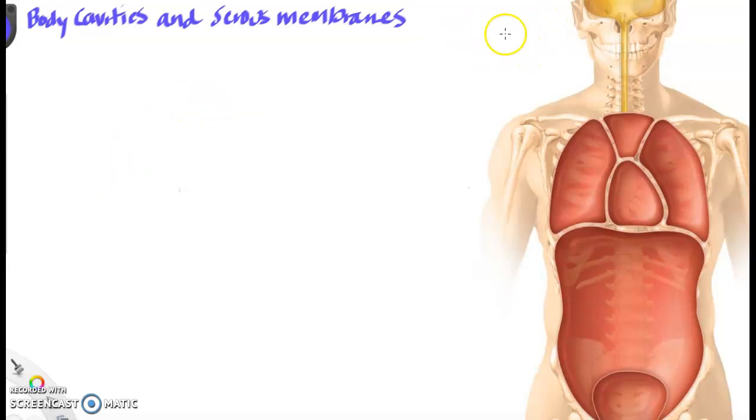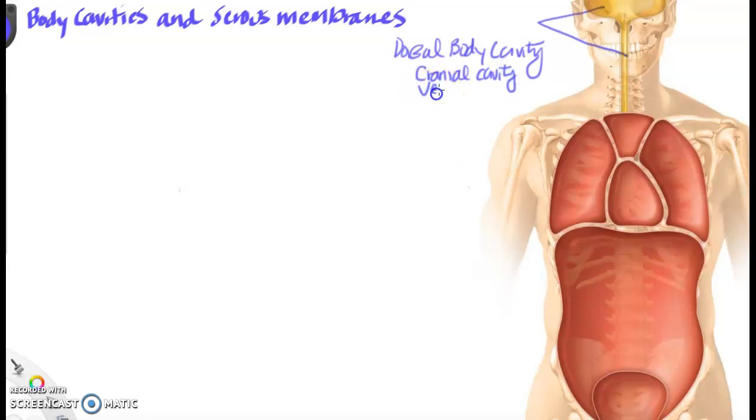So there are two. There is the dorsal body cavity, and that's in the back. And I only show this one picture, but the other picture is in your book. So this is the dorsal body cavity. It consists of two things, okay? The cranial cavity and the vertebral cavity. So it contains two things, the brain and the spinal cord, and that is it, okay?